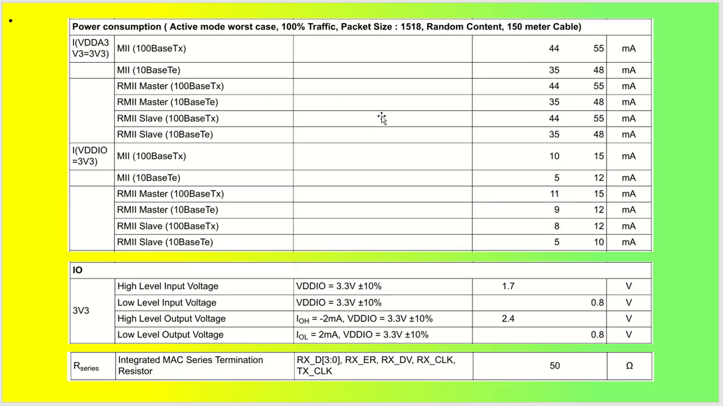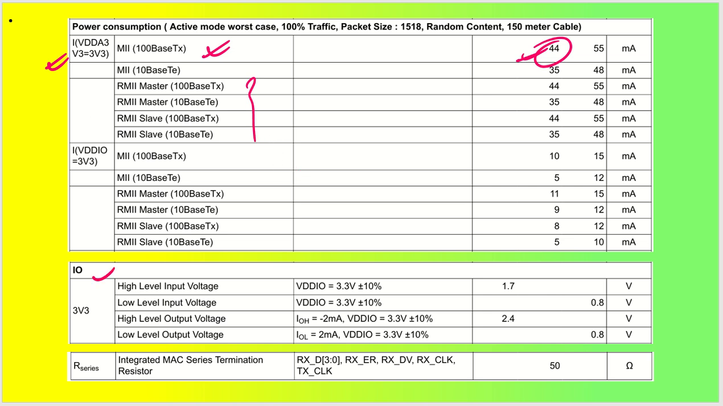Some other parameters in power consumption: we have power consumption for active mode worst cases. In the worst case, MII 100 Base-TX is 44 milliampere typical, and other parameters are also there. I have listed these out for your understanding, so that you can utilize this data in your power consumption calculation. Power consumption calculation is very important, because you will be designing the power supply for these Ethernet PHY ICs.